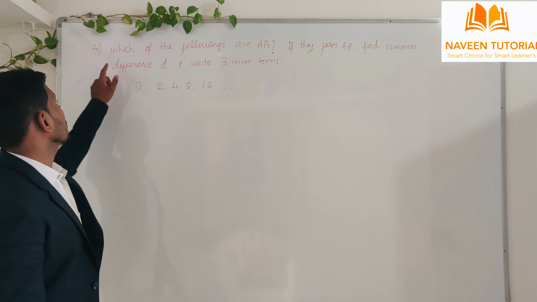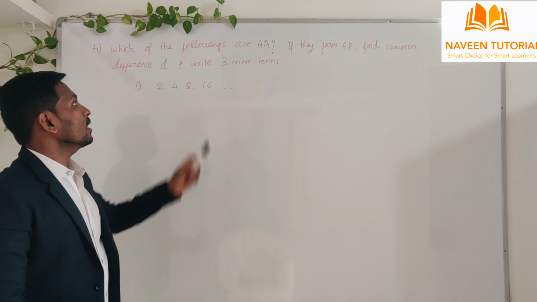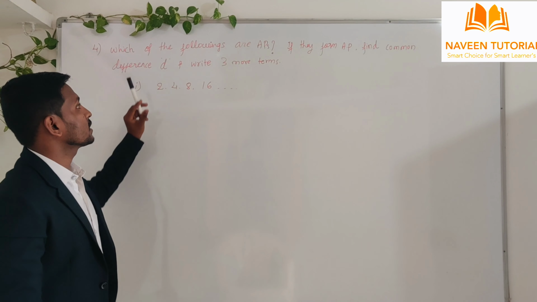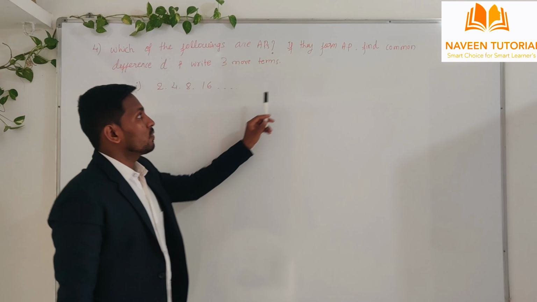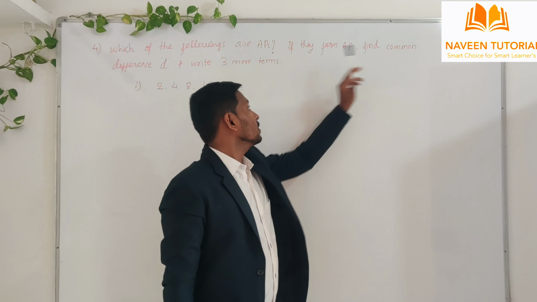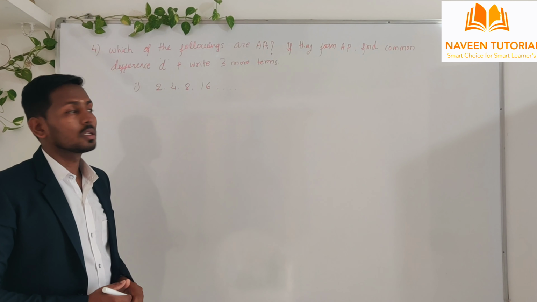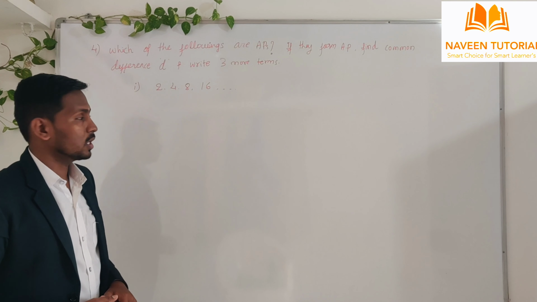First exercise, fourth main question. Which of the following are APs? Here some questions are there. In this we have to check which of them are AP. If they form an AP, we have to find the common difference D and we only need to write 3 more terms. We need to write 3 more terms.